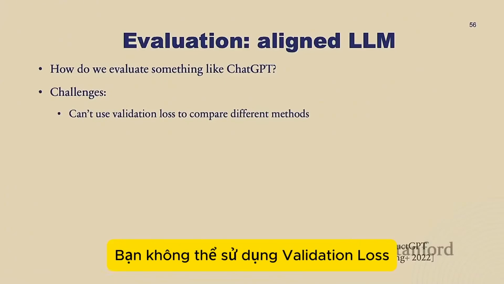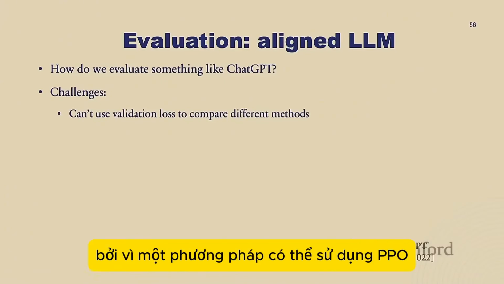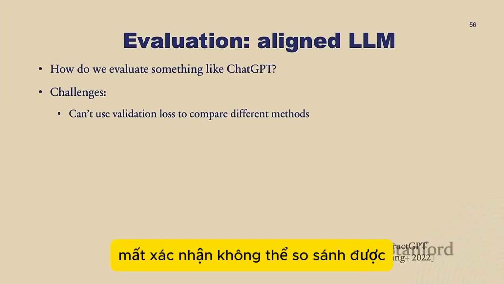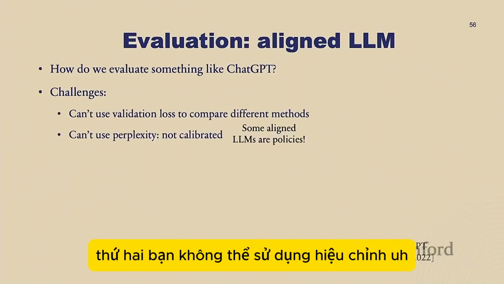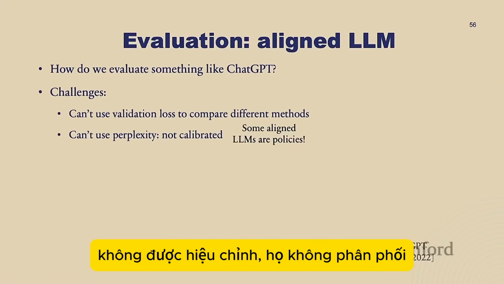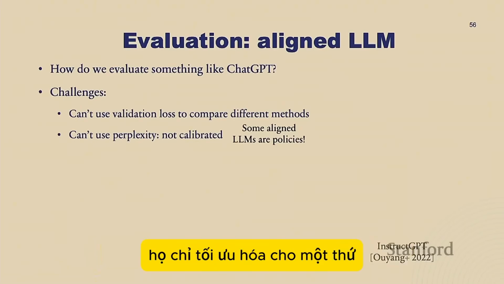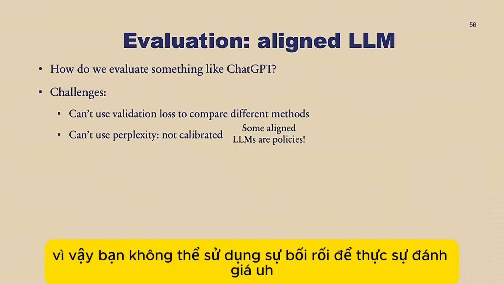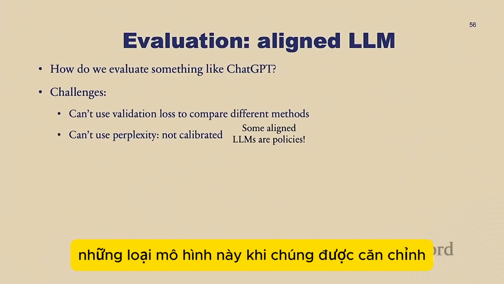One, you can't use validation loss because one method might use PPO, the other one might use DPO. Validation loss is not comparable. Second, you can't use perplexity. That's the thing I told you before. These models are not calibrated. They don't give distributions. They just optimize for one thing. So you can't use perplexity for actually evaluating these types of models once they're aligned.